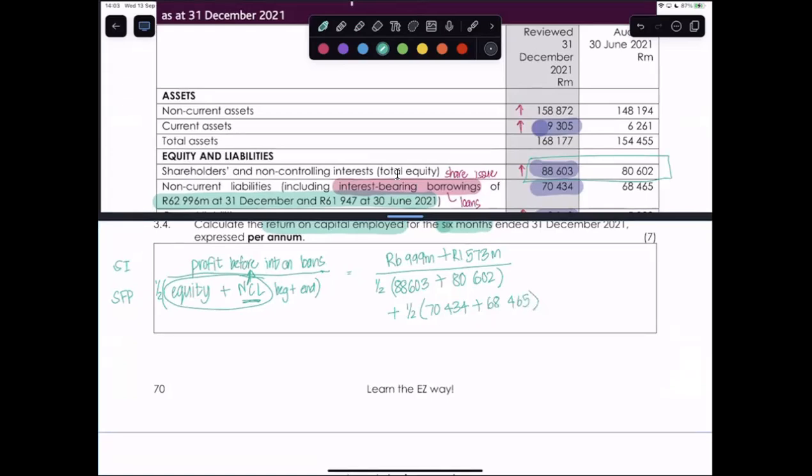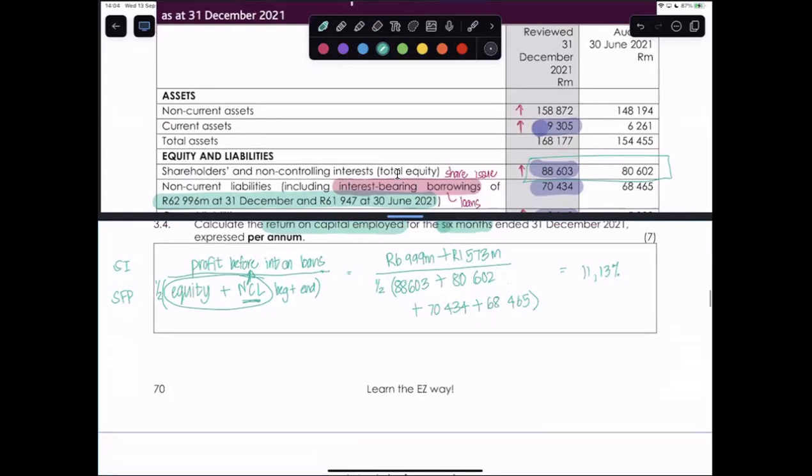Of course, you don't have to average them separately. Sometimes it's a lot easier to actually just say, instead of putting it like that, don't close brackets and just add all of them in together and then halve it. That's actually a faster way of doing it. Once you work it out, you should see that you get an answer of 11.13%. In other words, for every rand that is invested in this business, 11% is coming out.